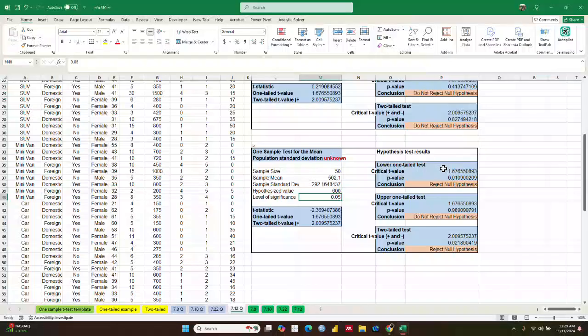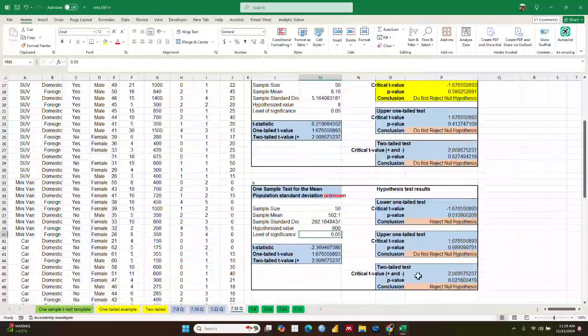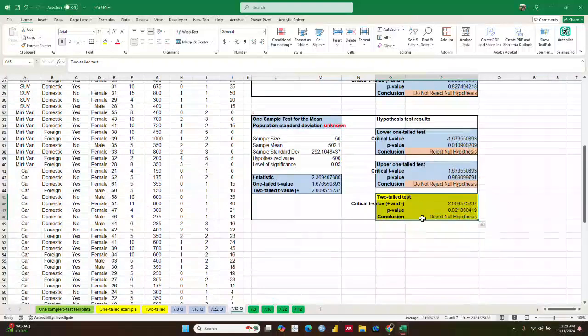We need to interpret it. We look at our hypothesis. We have just an equal sign, no direction, so it is two-tailed. And we look at our template and focus on this part of the template, which is two-tailed. So we interpret this one.